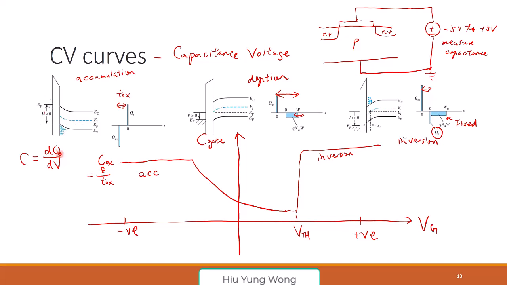And that's what we do, dq dv. And of course, then you solve the Poisson equation, that is just equal to the distance you put the positive and negative charge. When it's accumulation, you put it just right next to the two sides of the oxide, epsilon over Tox. When you go into depletion, the charge are put on one side of the oxide, but the other side.